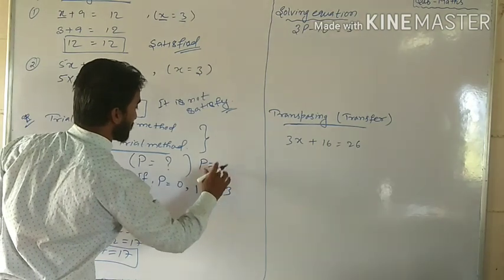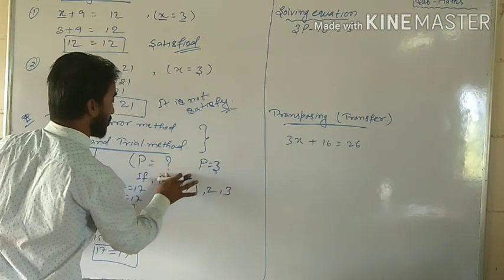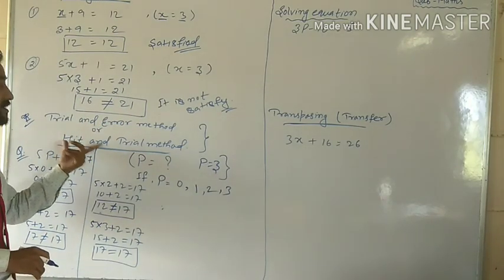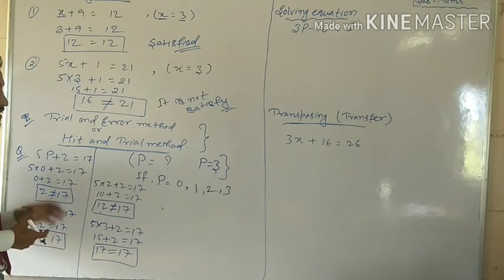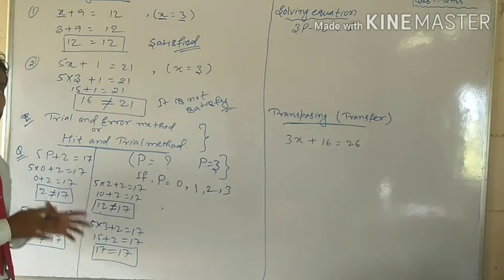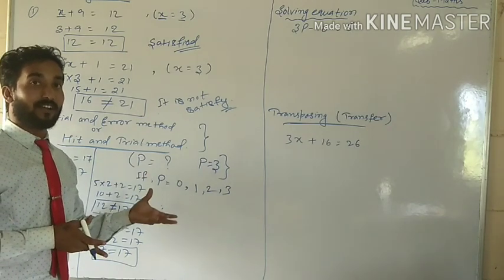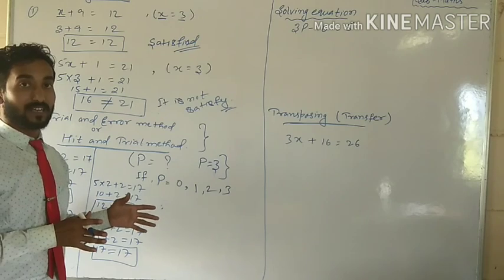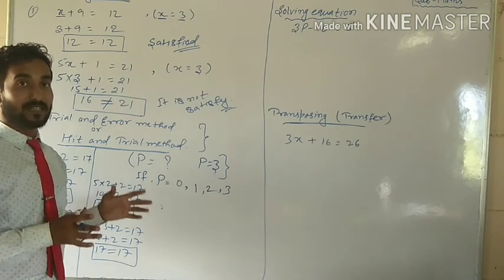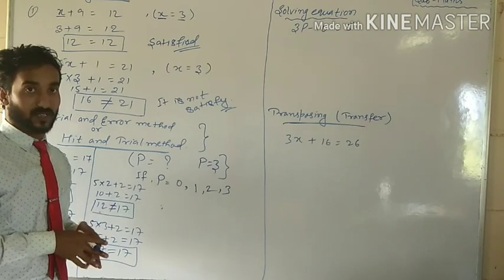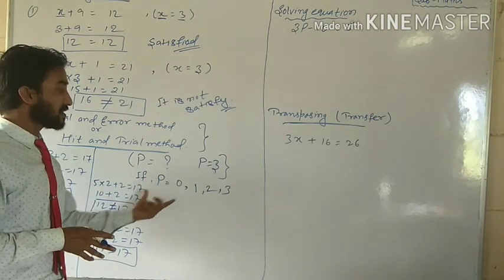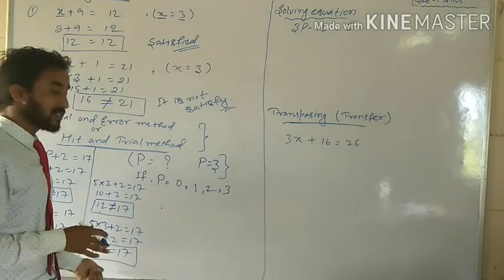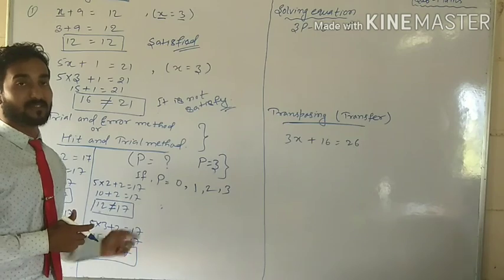P is equal to 3. It is called the trial and error method, or hit and trial method. Okay students, in that way the equation will be given and the value will not be given. You have to find the value of the variable which exactly satisfies the equation. You have to try again and again with different numbers. Then after calculating, you will come to know which number satisfies the equation.